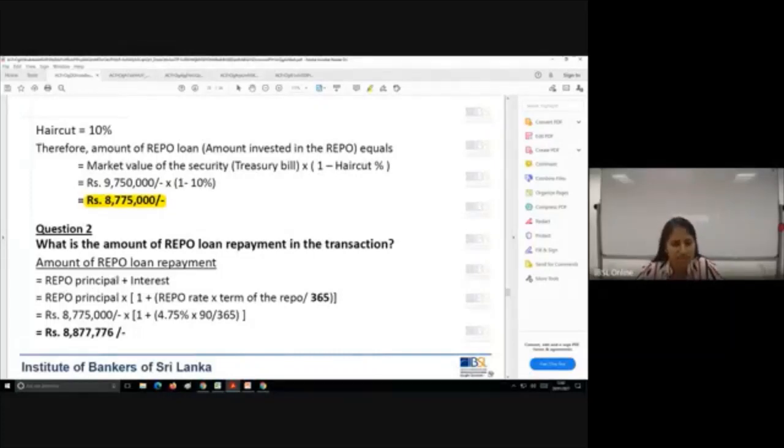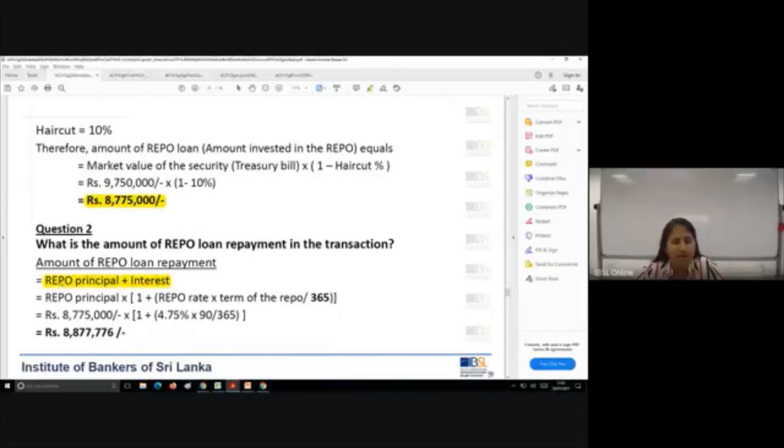So what is the repo principal? That's the amount that you borrowed. To this, you will have to add your interest component. So now we know the repo principal, which is 8,775,000. Okay. Then you multiply it by, or you will add your interest to it.